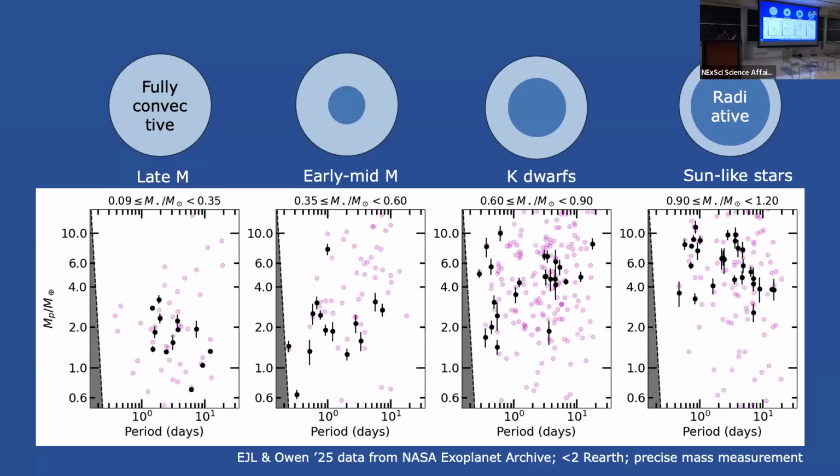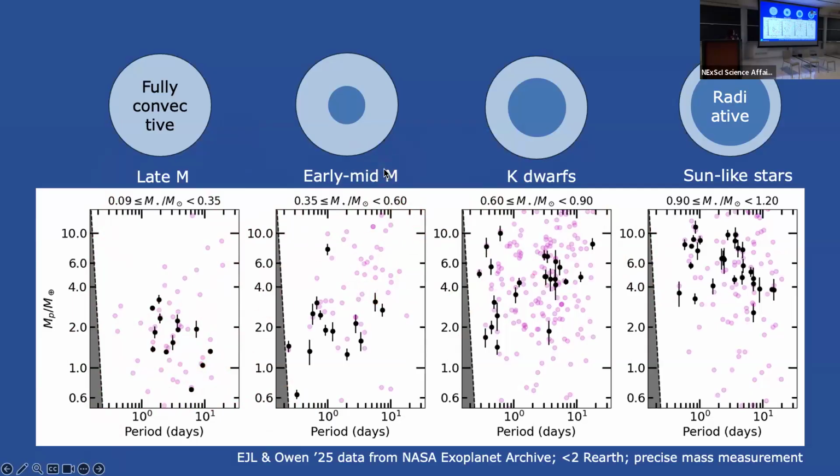So what you're looking at is the mass of the small planets versus orbital period. I've broken them down into different stellar types. The black points are the ones with good mass measurements. Magenta points are the ones without. So it'll be really, really awesome if we can get all the masses of all these planets.